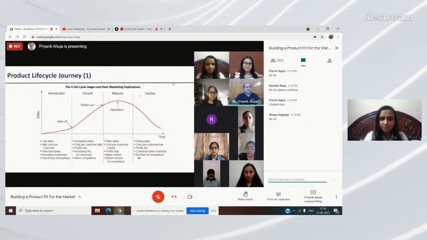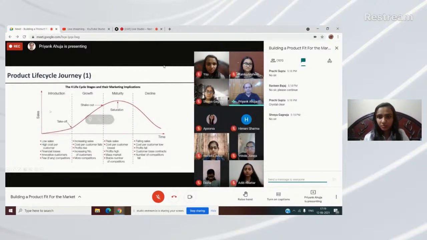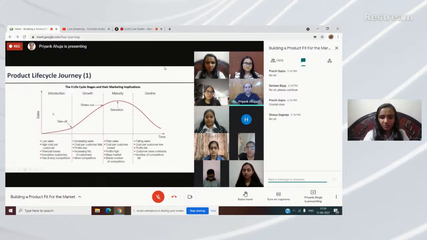So let's discuss one by one, because this is very important to understand the product market fit. First is your introduction stage. Introduction stage means when your product is just built and now it is introduced into the market. The product which is built by the technical team or research and development team, you have just created and now you are going to launch into the market. That is called introduction. So the word introduction comes from the product entering the market.